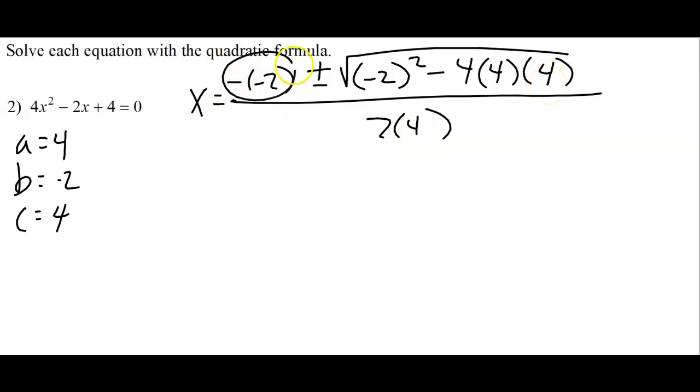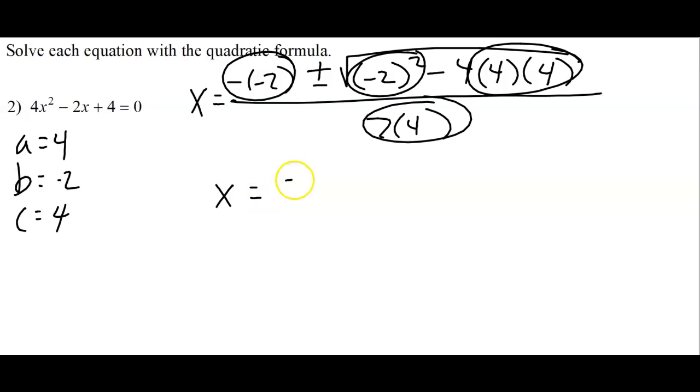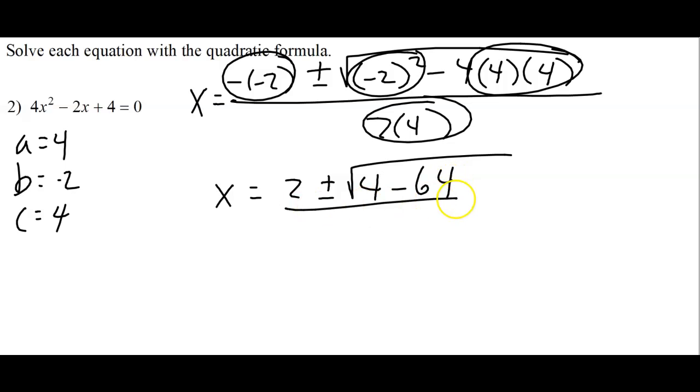All right, I like to simplify these four groups first. So that gives me 2 plus or minus the square root of 4 minus 64, over 8. Next, I simplify this and I end up with -60 there.